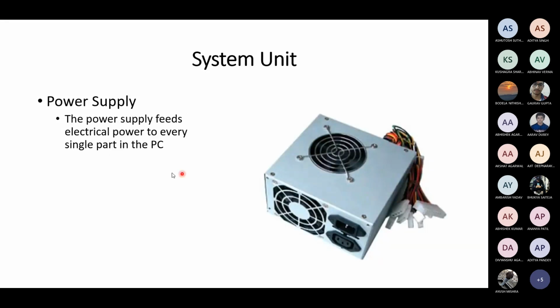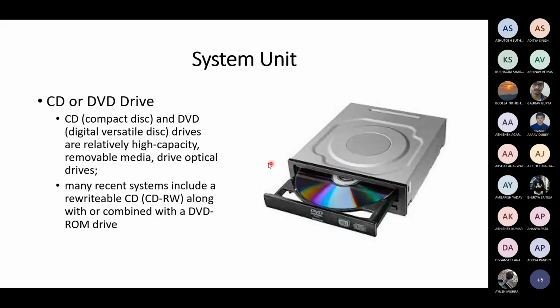So likewise, you have a power supply. A power supply device will look like this. So the electrical power supply is a single part of the PC, which will look like this, right? Then you have a CD or DVD drive, which is a compact disk or digital versatile disk, having a relatively high capacity, which is removable media and an optical drive. Many recent systems come with a rewritable CD/DVD combined with a DVD-ROM, right?